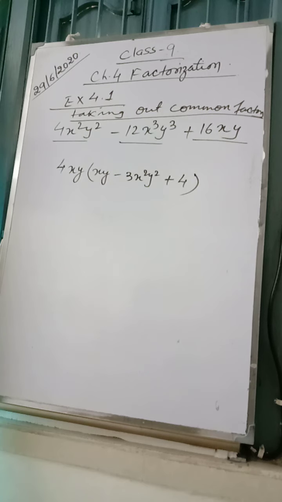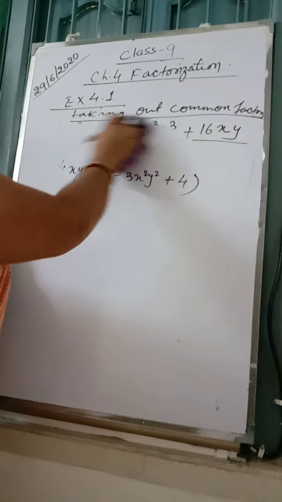We have to get the common things out and the leftover things will be written as an expression. Okay, now come to exercise 4.1. The first question is based on taking out common factors. And the second question is to factorize the following by grouping the terms. For grouping the terms, we will be reading further. First, we will start with taking out common factors. Look at question number 1.